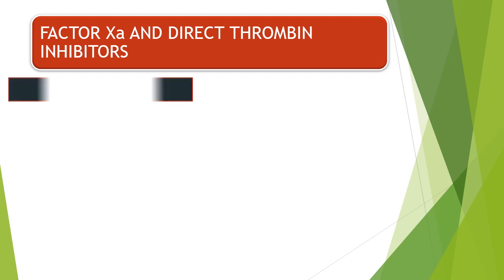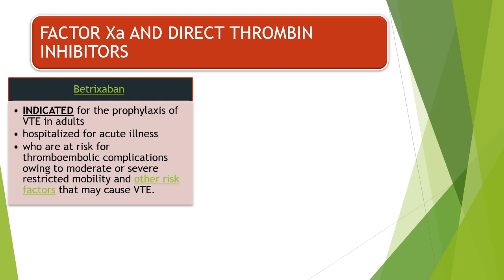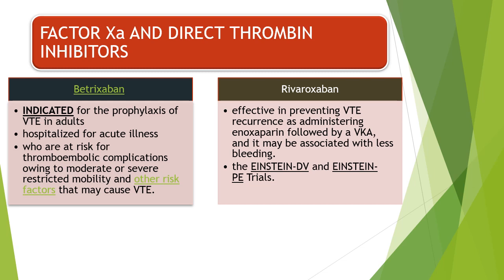for which warfarin is notorious. These medications include Apixaban, and it is indicated for the prophylaxis of VTE in adults who are hospitalized for acute illness, who are at risk for thromboembolic complications owing to moderate or severe restricted mobility and other risk factors that may cause VTE. Rivaroxaban is as effective in preventing VTE recurrence as enoxaparin followed by vitamin K antagonist, and it may be associated with less bleeding. The efficacy and safety of Rivaroxaban was established by the landmark Einstein DVT and Einstein PE trials. So for extended treatment and for prevention of recurrences, Rivaroxaban is effective.